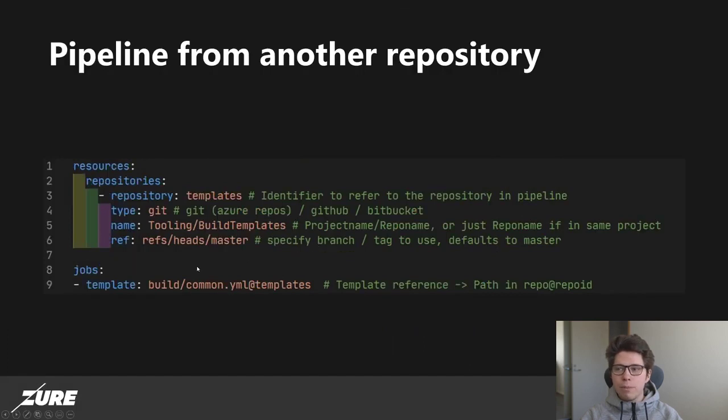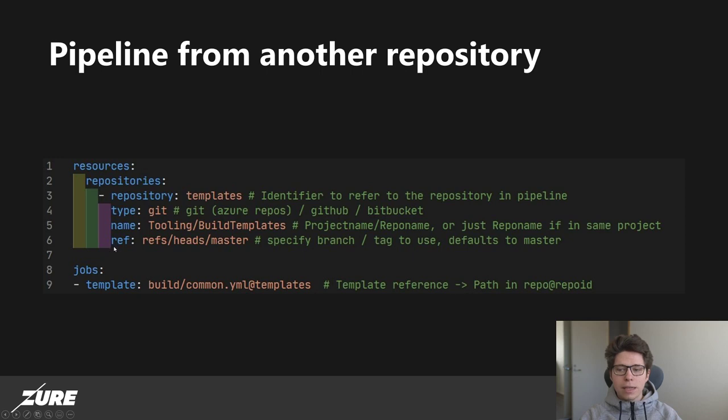Then we have an example of using a pipeline from another repository. So as you can see here, we have the repositories as resources. So we specify a repository. This is kind of the identifier for the repo later on in the pipeline. We specify the type. So Git means Azure Repos in this case, but there's also GitHub and Bitbucket integrations available. We can set a name. So in this case, it is in the tooling project in our Azure DevOps organization, and the name of the repository there is build templates.